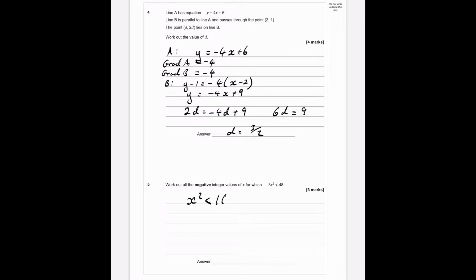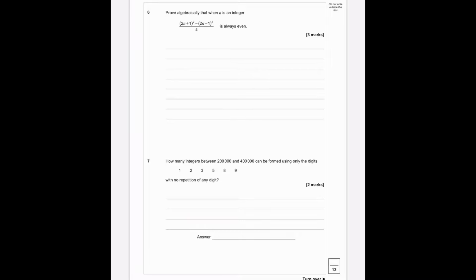Quadratic inequality, divide both sides by 3. x squared is less than 16, while the only negative integers that square to an answer under 16 are -3, -2, and -1.